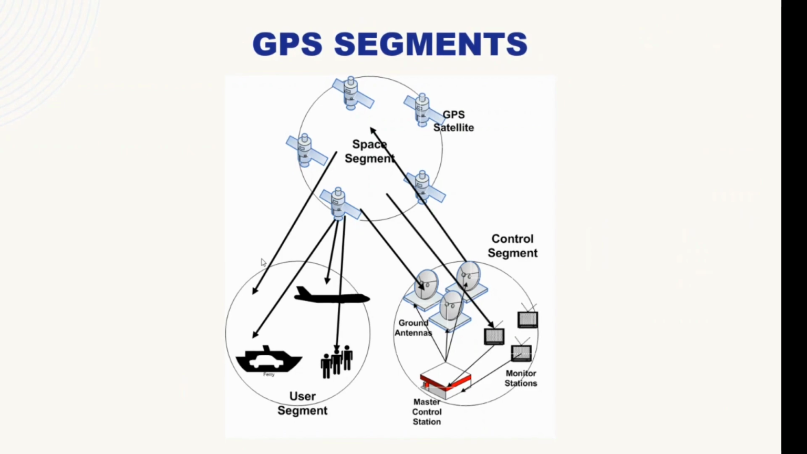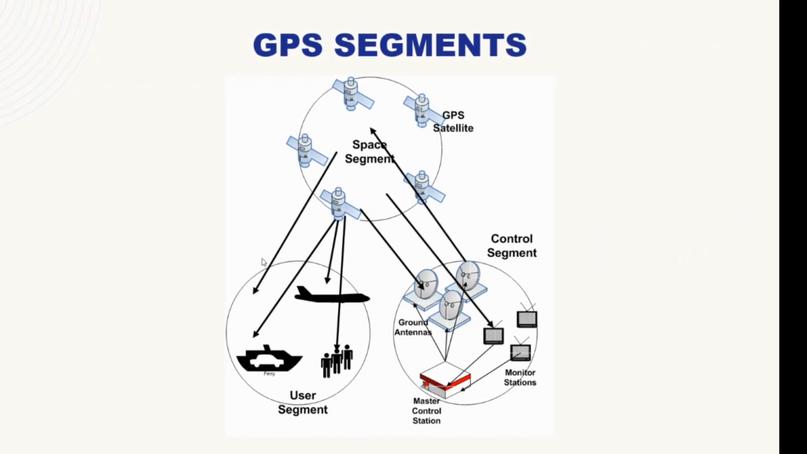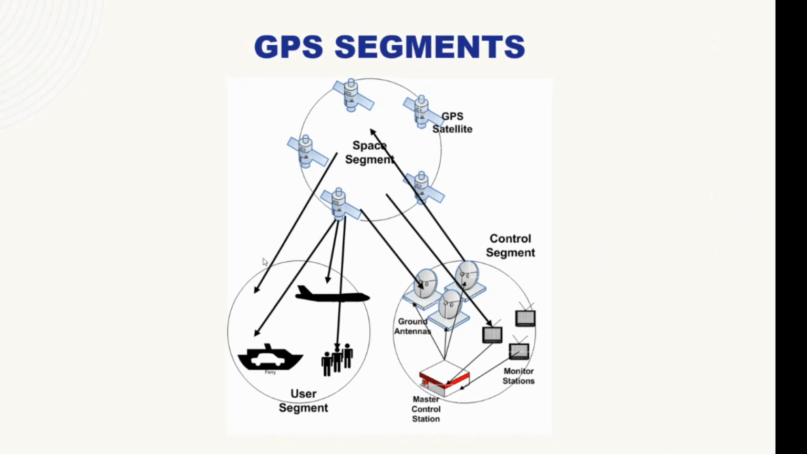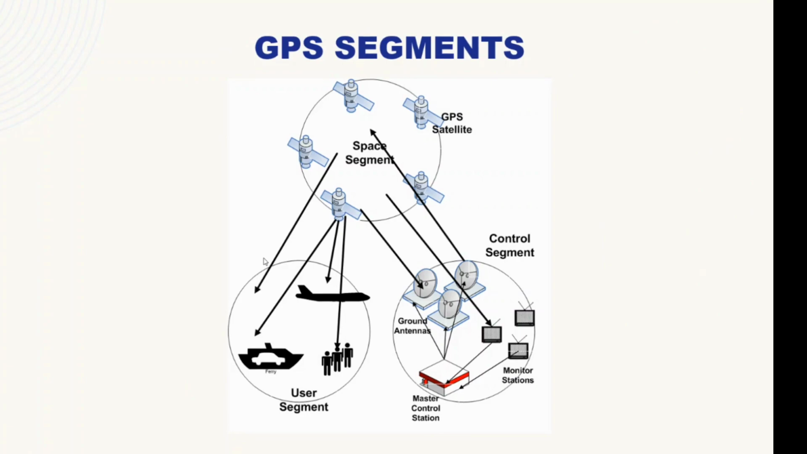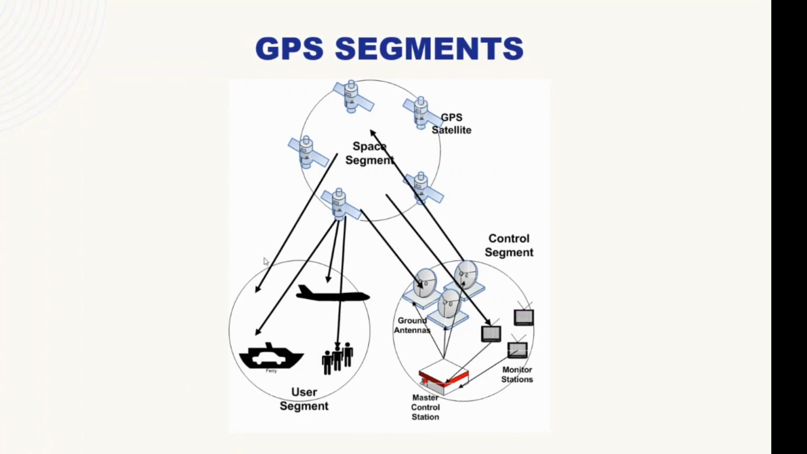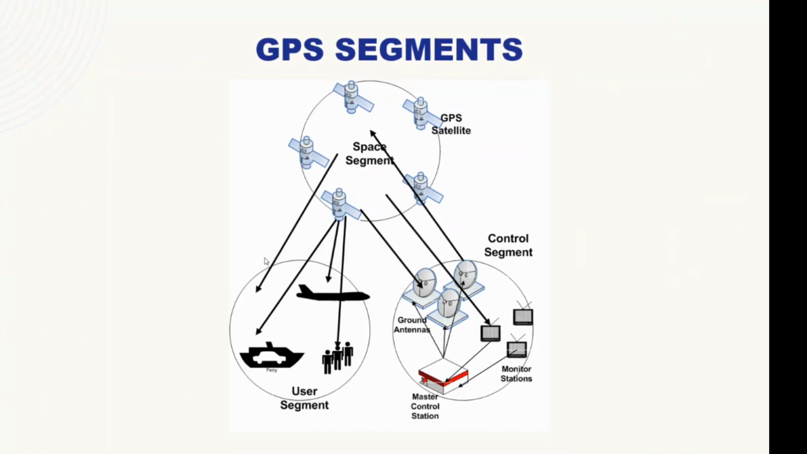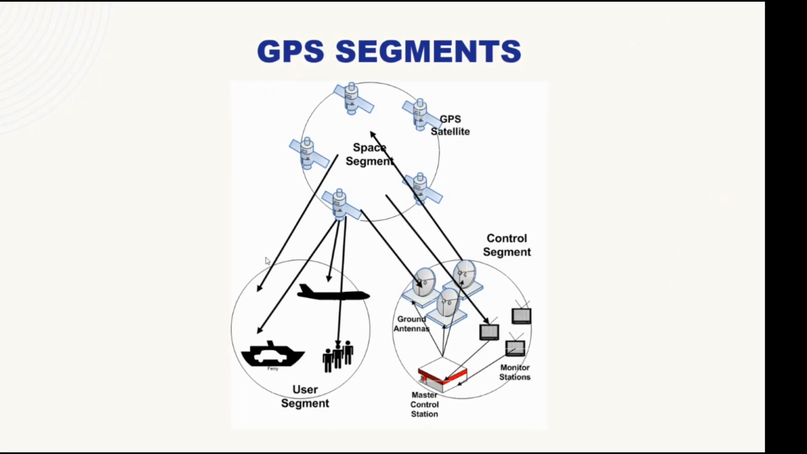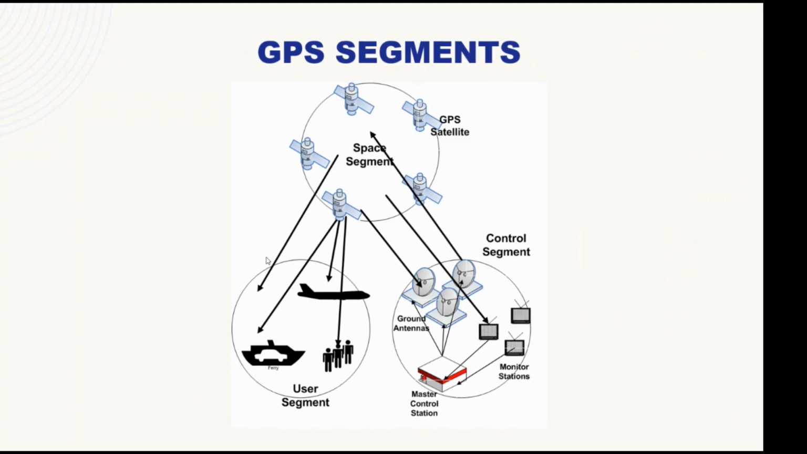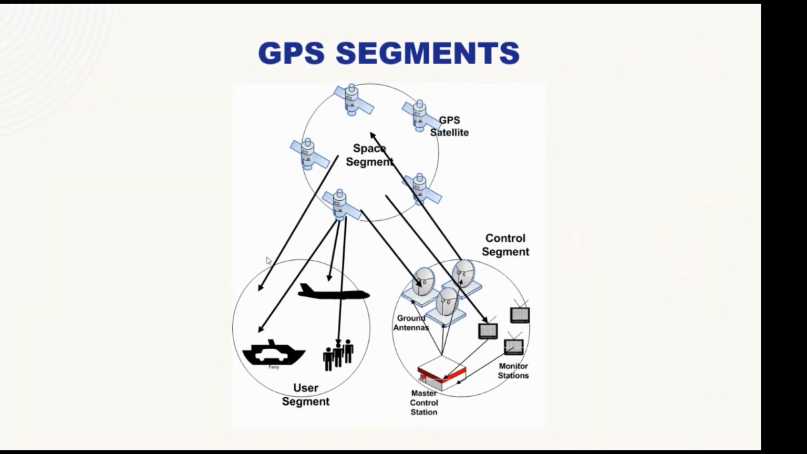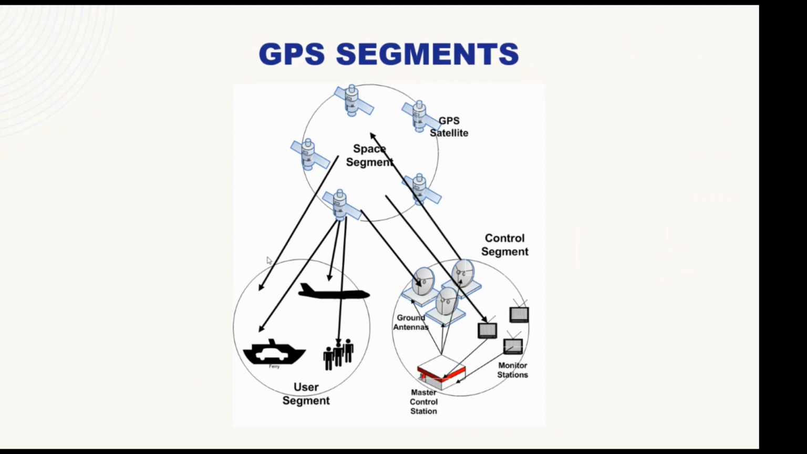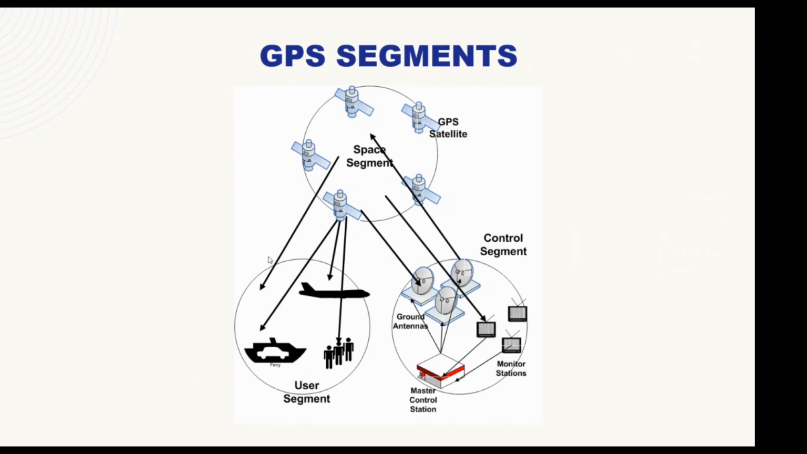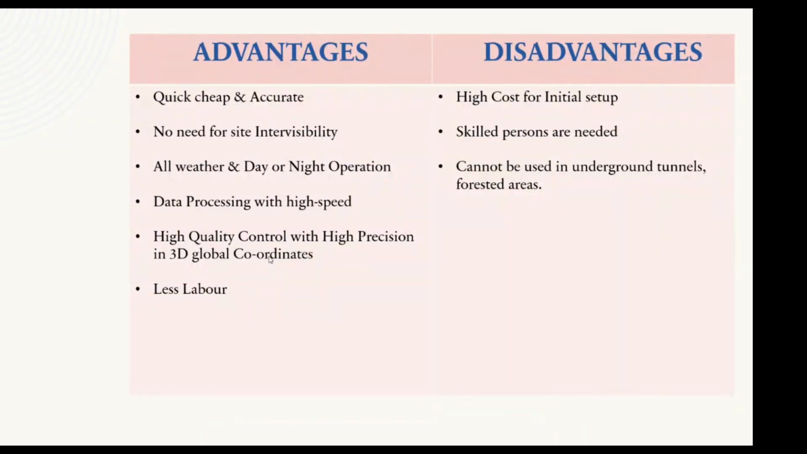So the space segment consists of 24 active satellites in 6 fixed orbits. A minimum of 4 satellite connections are required for accurate positions. In the control segment, we have 5 ground stations across the globe, in which the master control station is in Colorado, USA. And in the user equipment segment, we have things like antenna, preamplifier, radio frequency selector, recording device, control panel, and power supply.